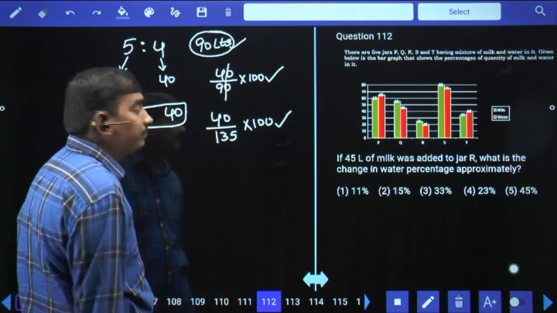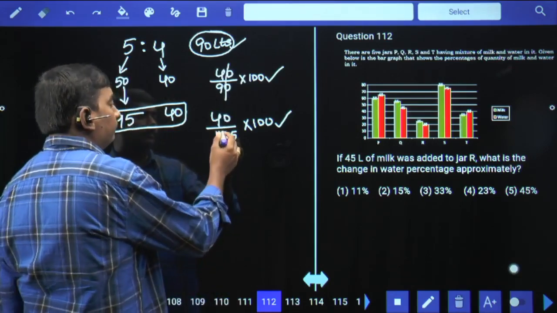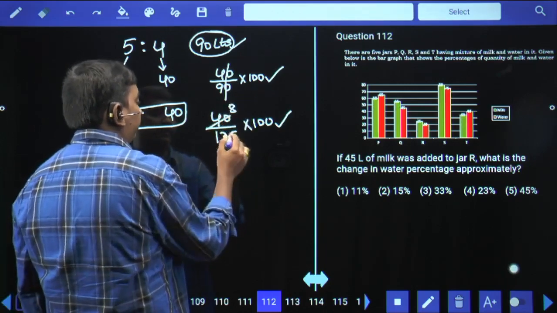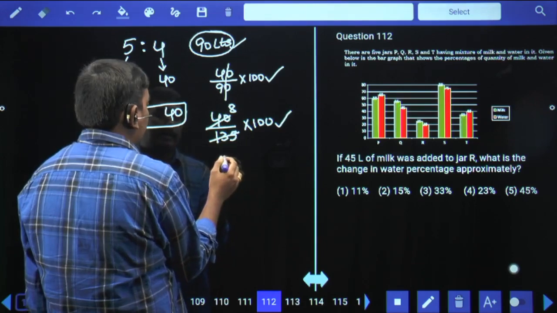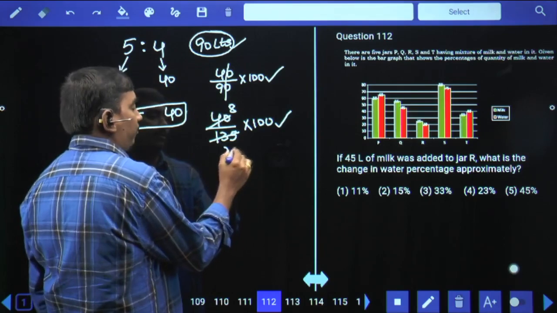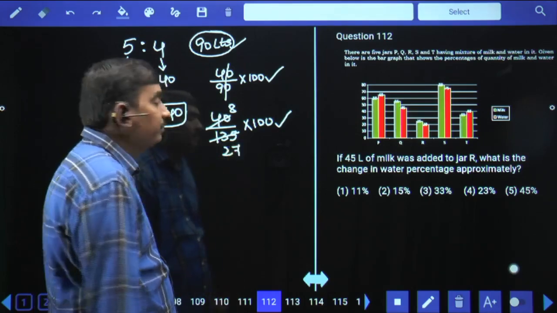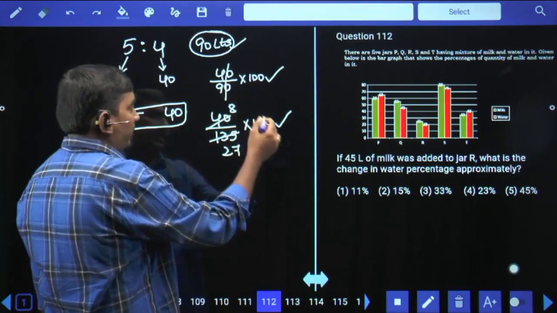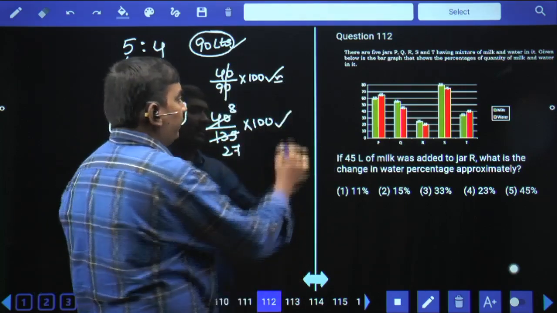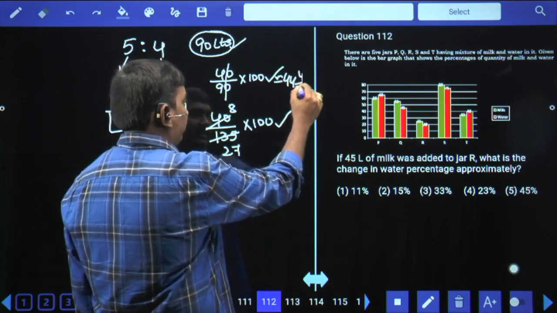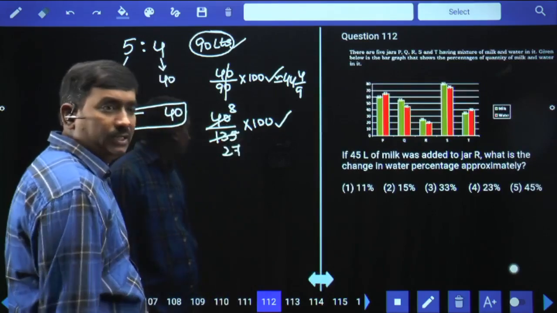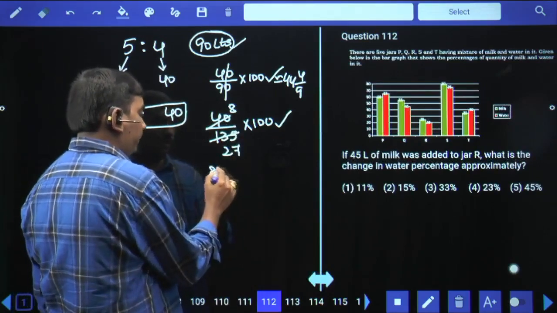4 by 9, which is approximately 11 1 by 9%, so 4 by 9 means 44 4 by 9%. That is, initial water is 44 4 by 9%. Finally, 8 by 27, that is 800 by 27.